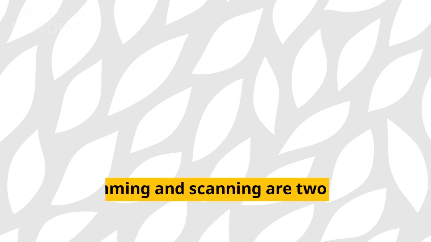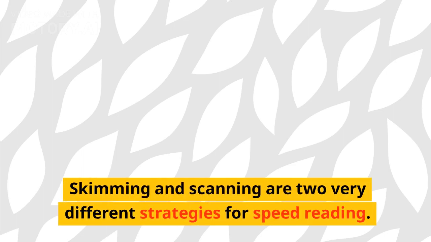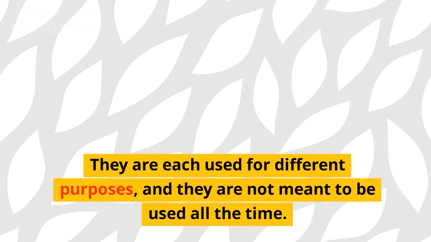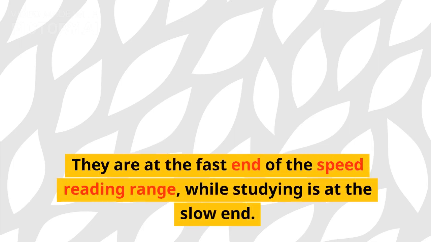Skimming. Skimming and scanning are two very different strategies for speed reading. They are each used for different purposes, and they are not meant to be used all the time. They are at the fast end of the speed reading range, while studying is at the slow end.